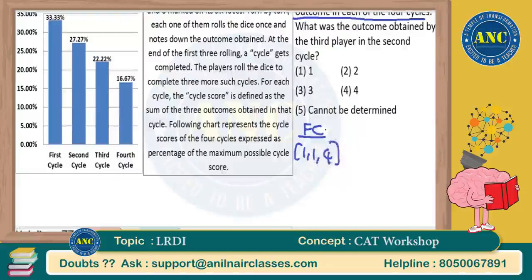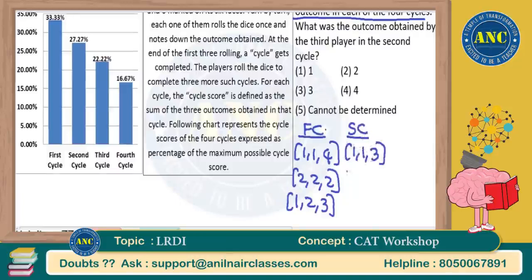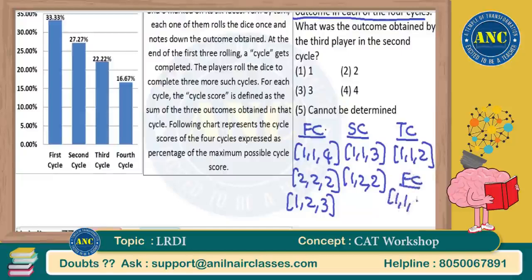6 is nothing but 114. Next is 222. Next is 123. Second cycle value is 5 by 18 into 18, 5: 113, and the next is 122. What is the third cycle value? Third cycle is 2 by 9 into 18, 4: 112. What is the fourth cycle? Fourth cycle is 3. It is 111.